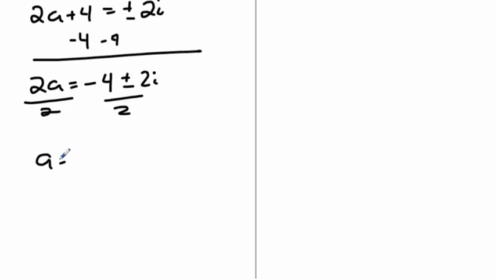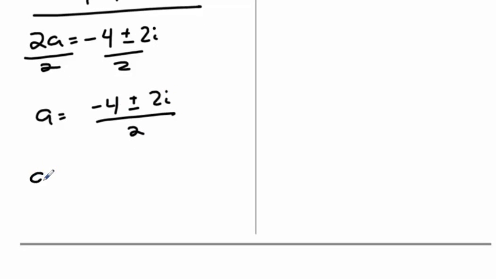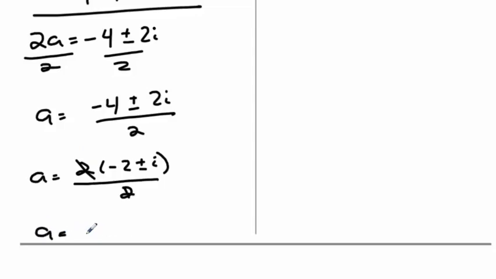So I have a equals negative 4 plus or minus 2i divided by 2. This can be simplified because the top can be factored. You can divide a 2 out. So a equals 2 times negative 2 plus or minus i over 2. And then your 2's divide to 1's. So you have a equals negative 2 plus or minus i.